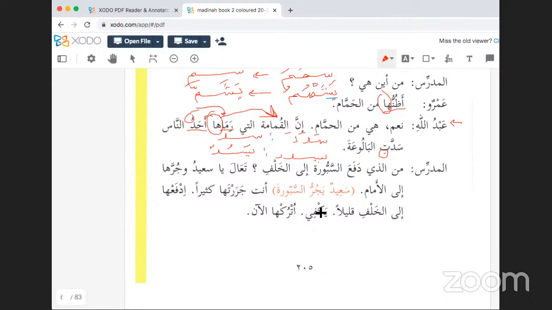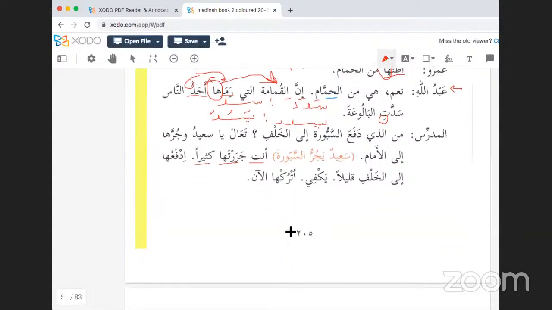Then the teacher said to him, Sa'idu yajurru saburata anta jarartaha kathiratan, idfa'aha ilal khalfi qalilan yakfi, utrukha al-an.